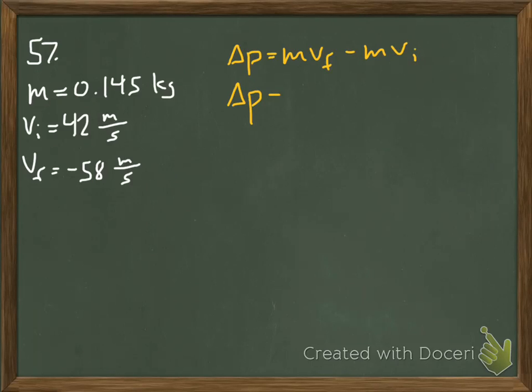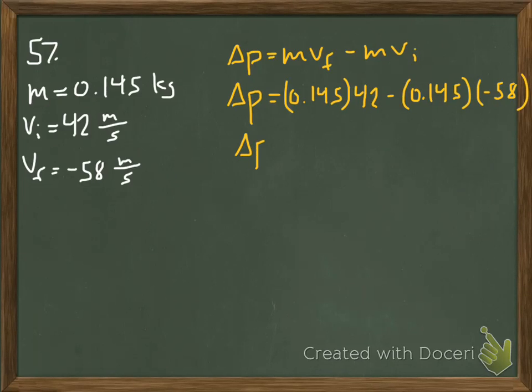The equation that we need to use here to find the change in momentum is the change in momentum equals mass times velocity final minus mass times velocity initial. We can plug in our mass and our final velocity, and our mass and our initial velocity, and we can solve for the change in momentum.